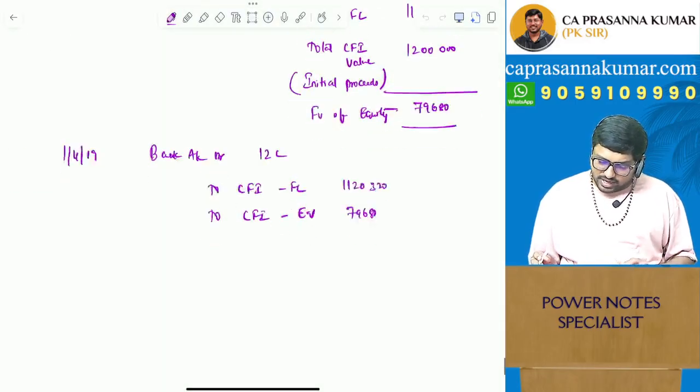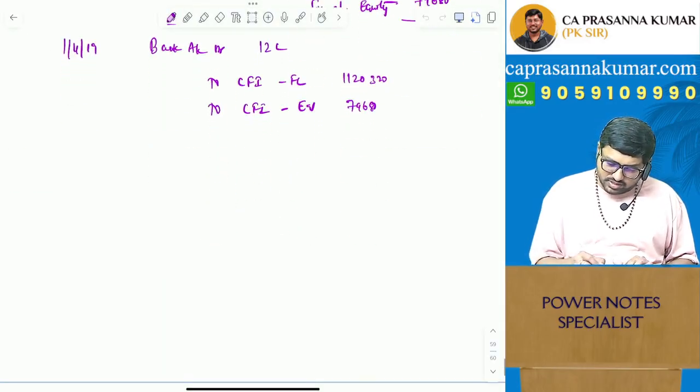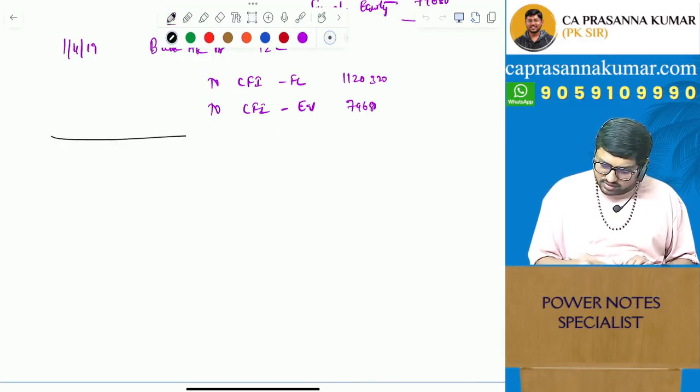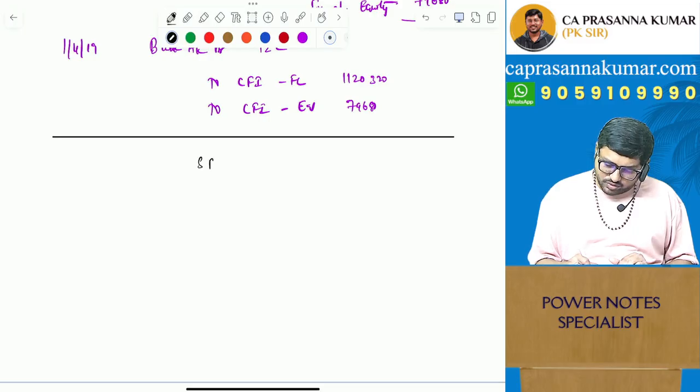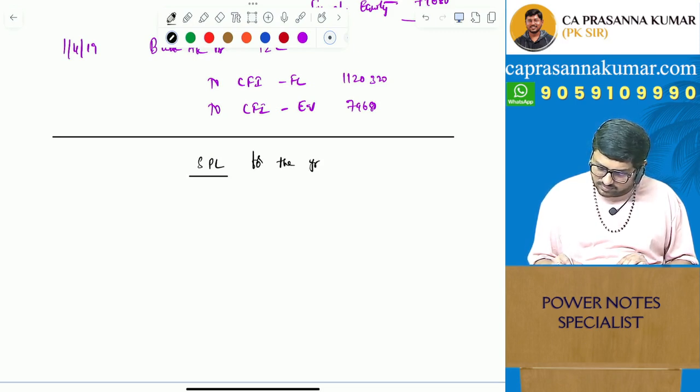What else? Now we have to show the presentation in the financial statements. So what will be the presentation when it comes to financial statements? First of all, we need to show it in SPL. What is SPL? Statement of profit and loss for the year ended 31st March 2020.